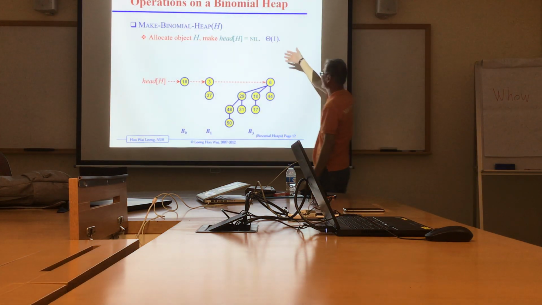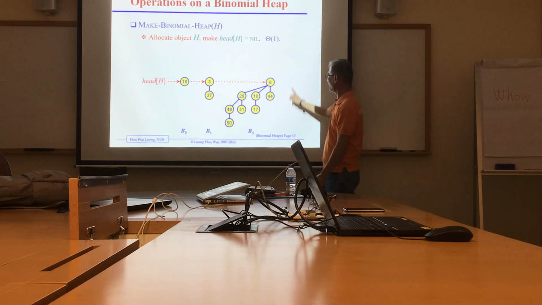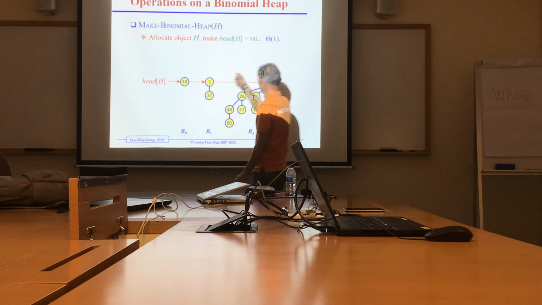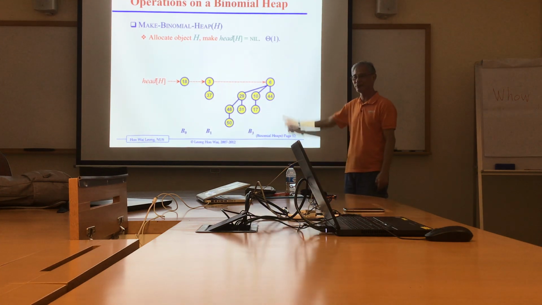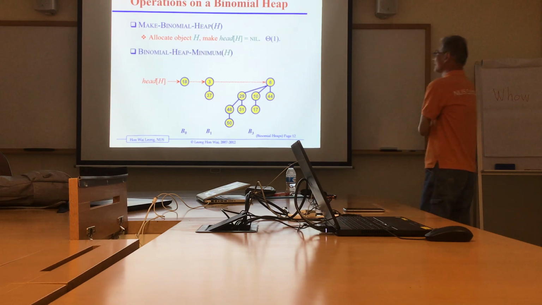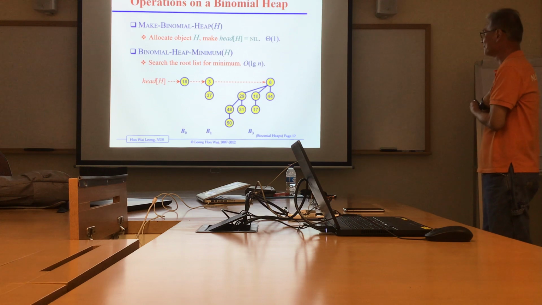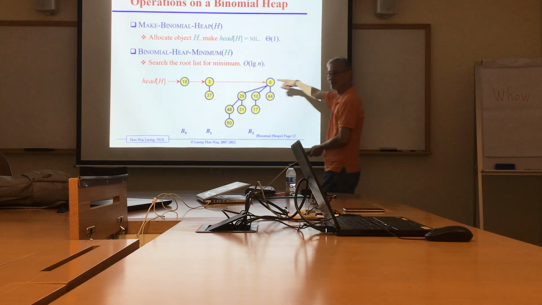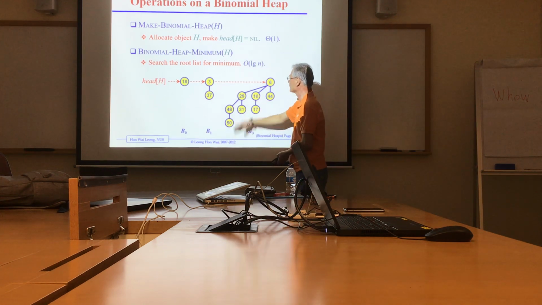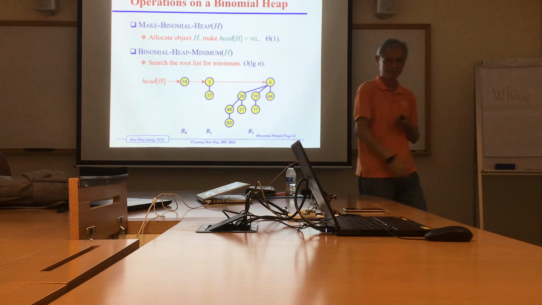Well, very simple. It's just nil, nothing. By the way, we do not know which one is the smallest. To know the minimum, we need to search. So for minimum, we need to scan the root list. We don't need to go down below. So we scan the root list.